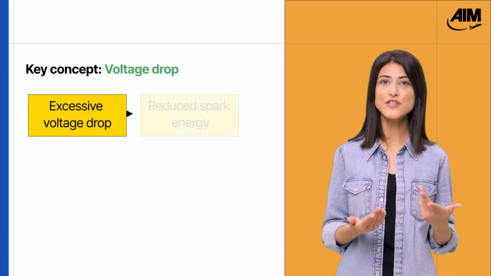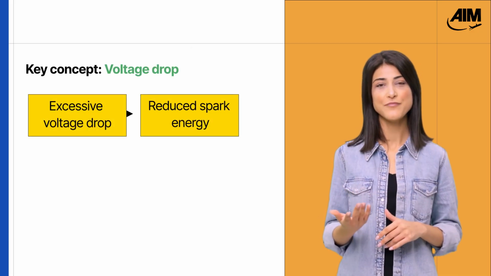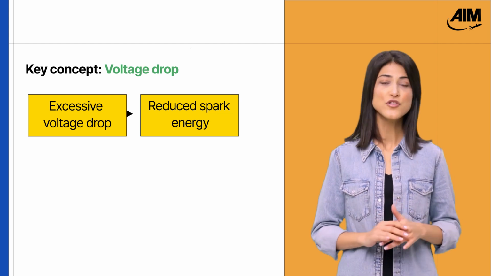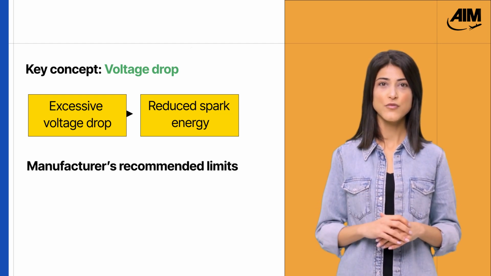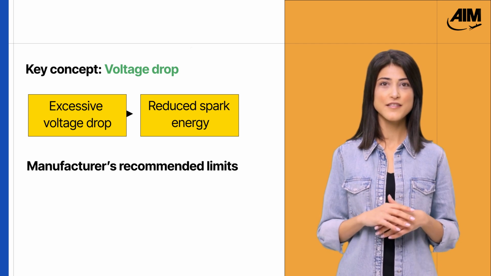Voltage drop can reduce spark energy and weaken ignition. Use a meter to monitor voltage drop in the ignition circuit. Keep it within the manufacturer's limits to avoid misfires or hard starts.